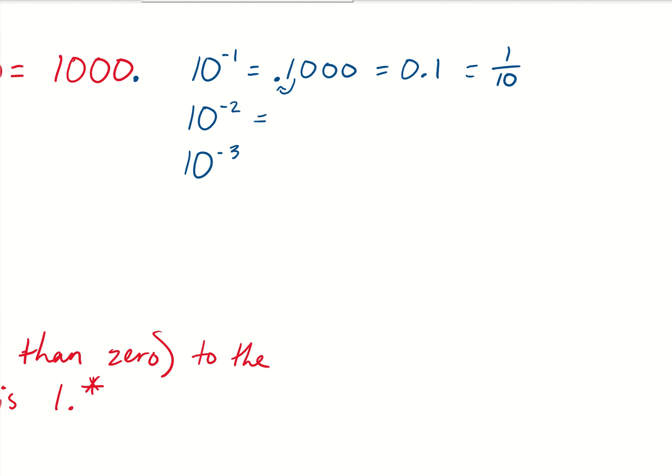If we go one further, now we have 0.01, which is 1/100. And then this one would be 0.001, which would be 1/1000.